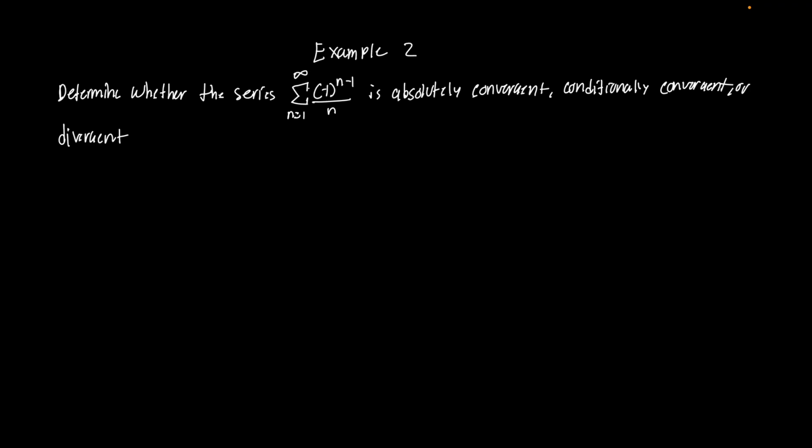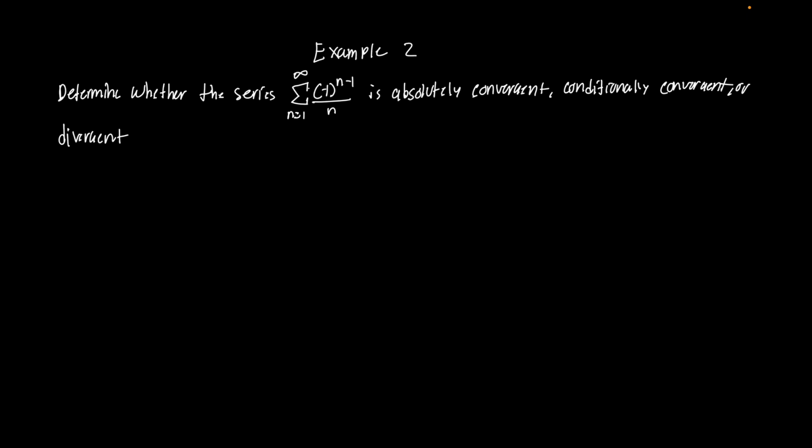Determine whether the series (-1)^(n-1) over n is absolutely convergent, conditionally convergent, or divergent. So this is another alternating series, right? It's kind of similar to the last one. The last one was n squared, this one is just n. But this one is a little different, and we'll see why. The question is asking if it converges absolutely or conditionally, or if it diverges.